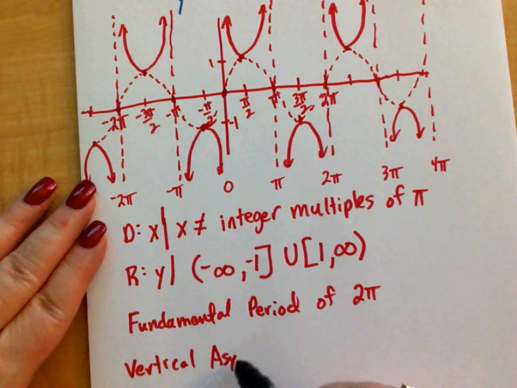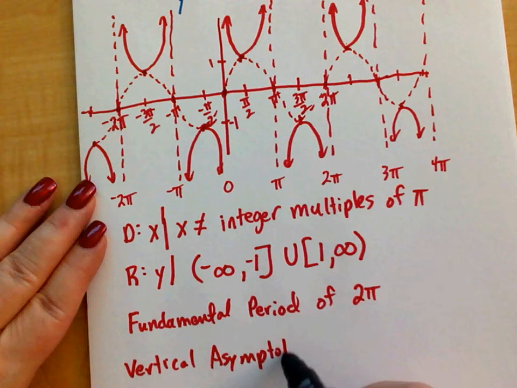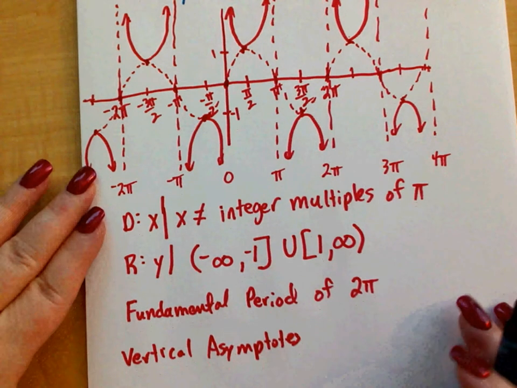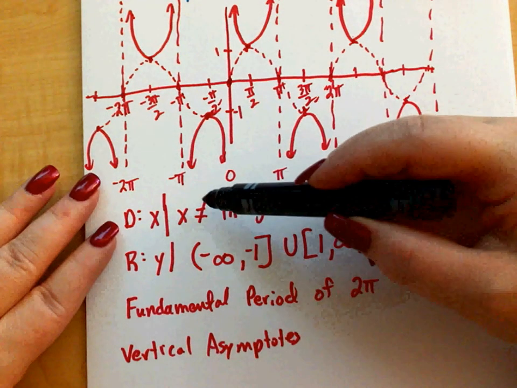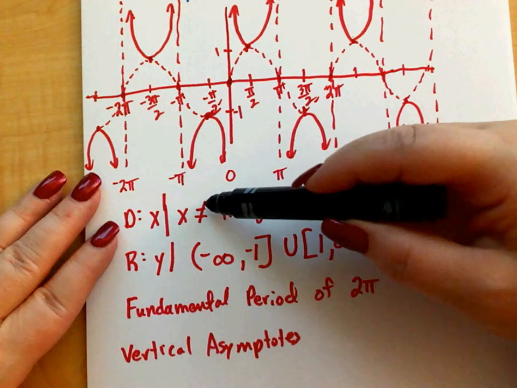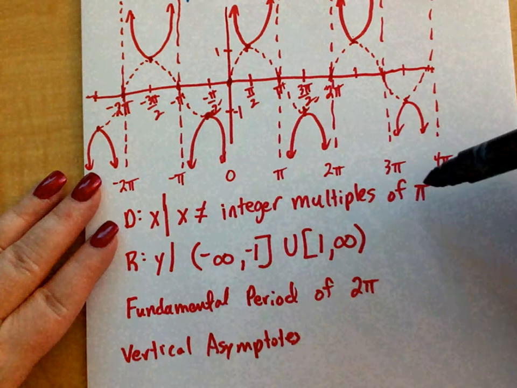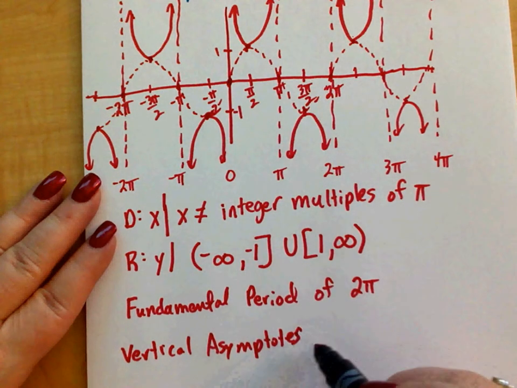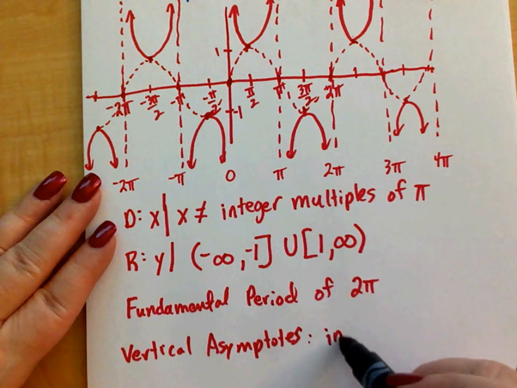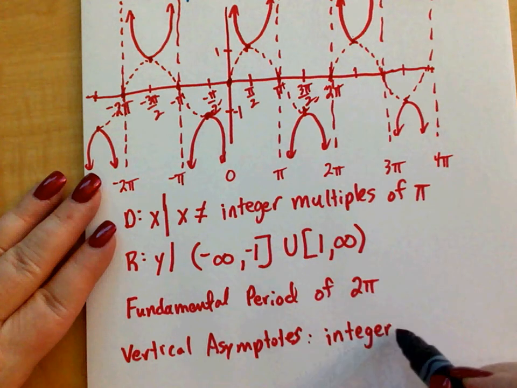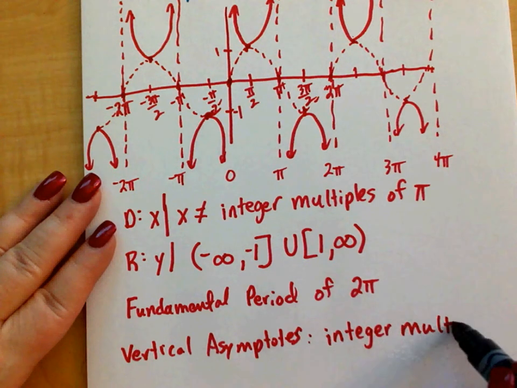If you are asked where the vertical asymptotes occur, you could say they occur at integer multiples of pi, because on your test they may ask you this several ways. They might ask you what is their domain, and you could say x such that x does not equal integer multiples of pi.